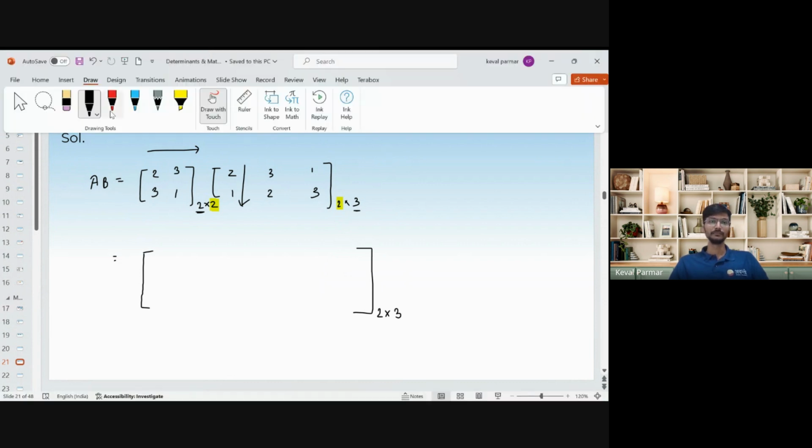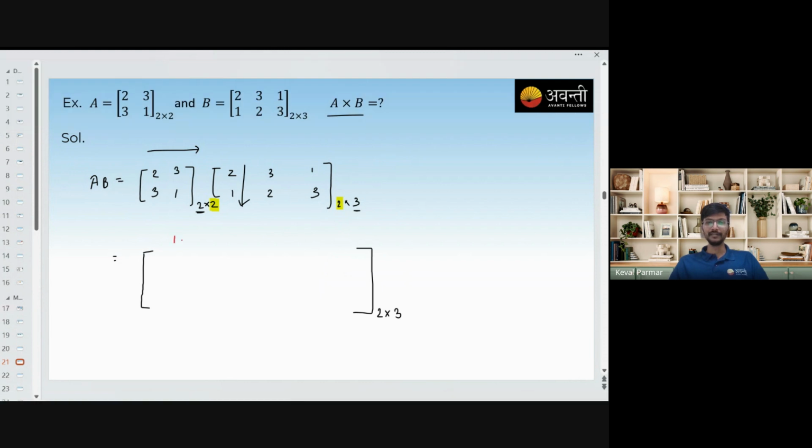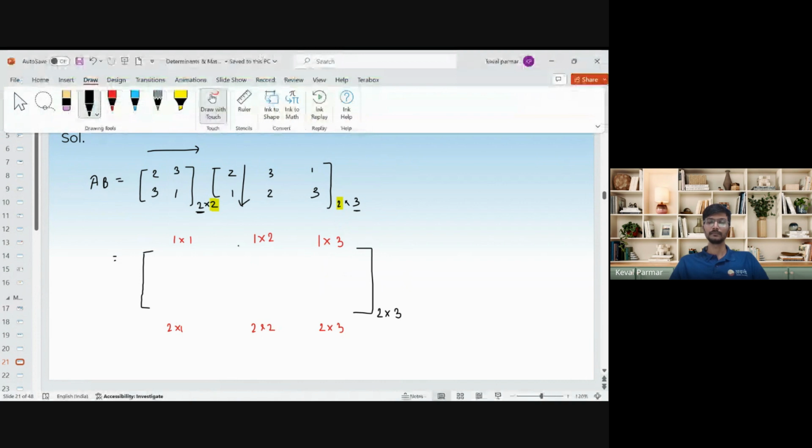Here will be the element of first row, first column. Here, first row, second column. First row, third column. Second row, first column. Second row, second column. Second row, third column. Let's see, first row and first column. I hope you can see it.